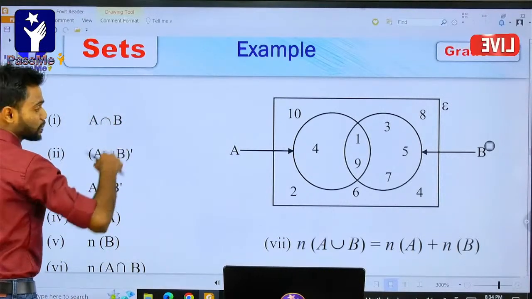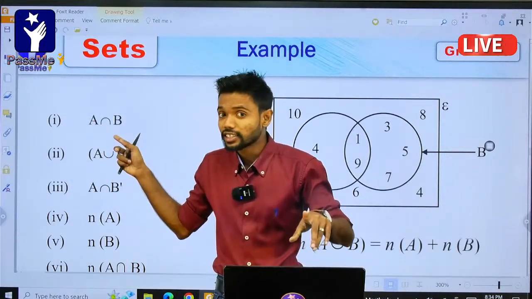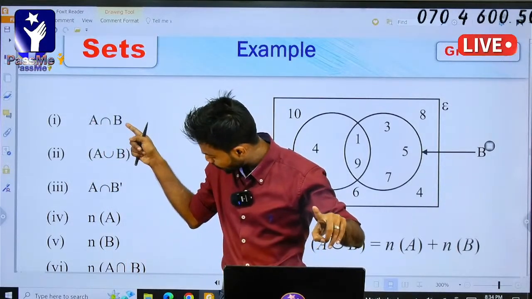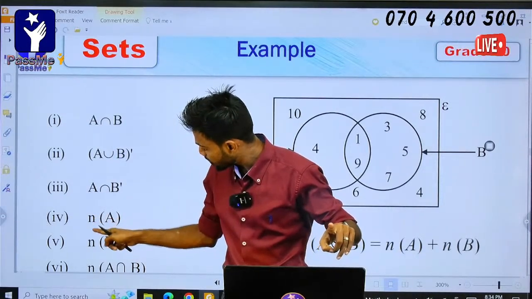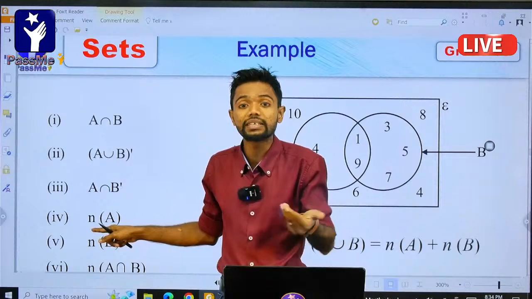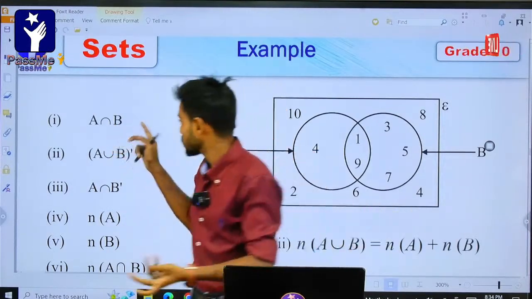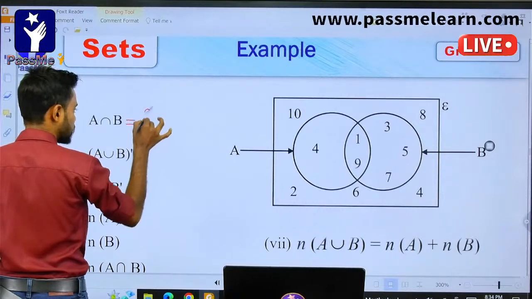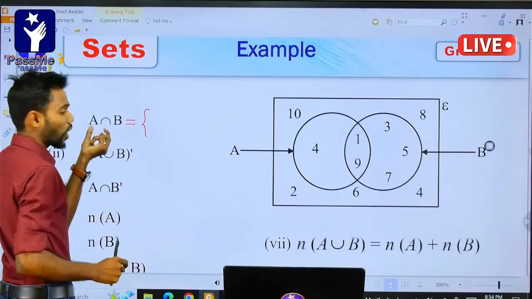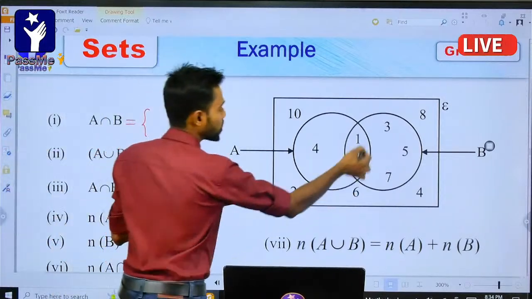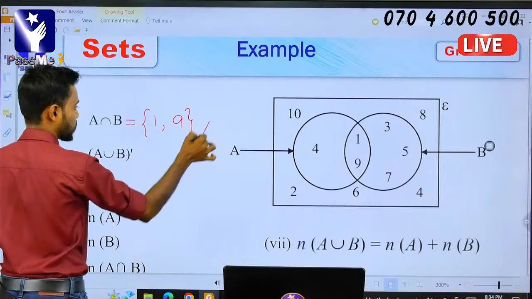A intersect B. This is a set. But when it comes to questions 4, 5, 6, where there is a simple n, that means the number of elements. Here, this is called a set, so you know how to write the set with curly brackets. You have to write the elements inside the curly brackets. So A intersect B means the common ones, 1 and 9. Okay, this is the answer for question number 1.